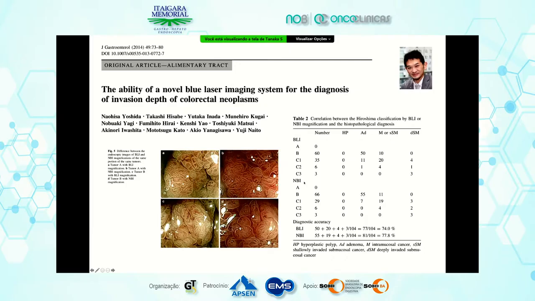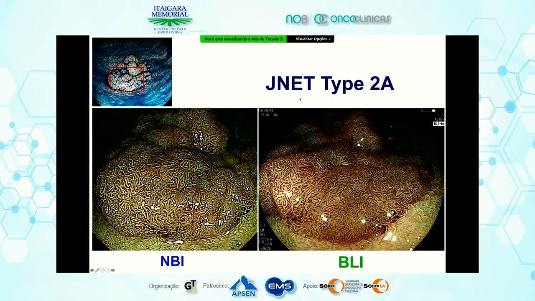The JNet classification was established with NBI magnification. However, I know Fujifilm is very popular in Brazil. BLI can be used for JNet classification diagnosis. I will show an example. This is a JNet type 2A region. This is the NBI magnifying view. This is the BLI magnifying view. You can get almost the same findings.